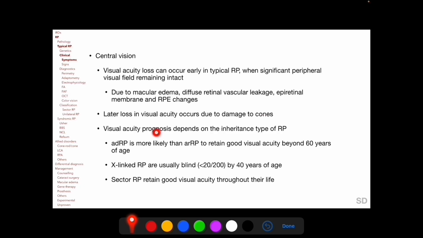Long-term prognosis of visual acuity in RP depends on the mode of inheritance. Patients with autosomal dominant RP are more likely than patients with autosomal recessive RP to retain good visual acuity beyond 60 years of age. As we have mentioned, patients with X-linked RP are usually blind by 40 years of age, but patients with sector RP, which we will be discussing later in this session, retain good visual acuity throughout their life.